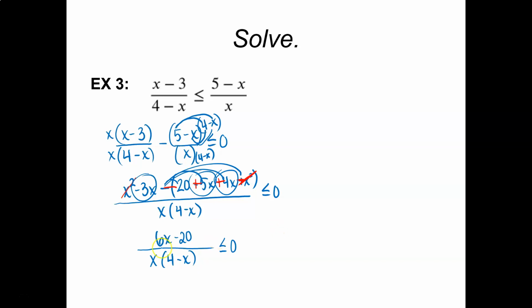Okay, so now at this point, we need zeros. In the bottom, they're a little easier to find. We got x equals 0. And then if you got 4 minus x, that's just going to be x equals 4. But the 6x minus 20, we set it equal to 0, that's going to be 6x equals 20. And we have to divide by 6. 20 divided by 6 is going to be a fraction. It's going to be 10 thirds if we reduce it. So x equals 10 thirds.